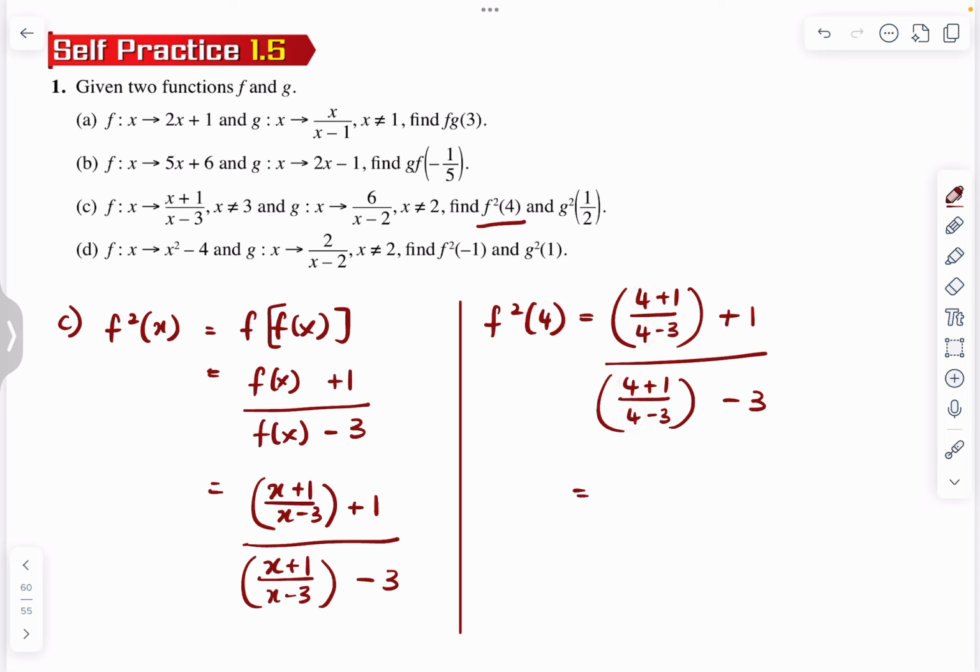Okay, so this one you can try to simplify it. 4 plus 1 is 5, so up on top will be 5 plus 1. Down here will be 5 minus 3. 5 plus 1 is 6, so 6 over 2 will give us 3. Done.